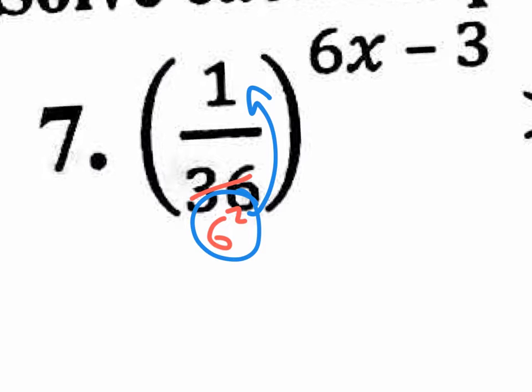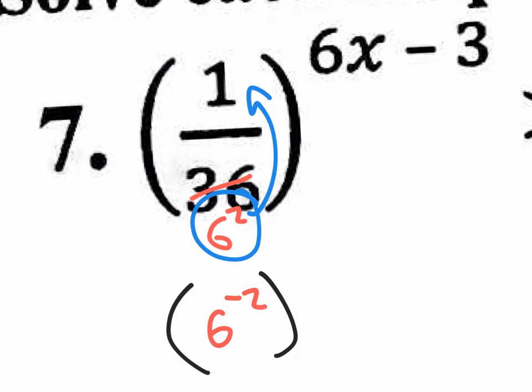And we could move from top to bottom or from bottom to top as long as we change the sign of the exponent. So in reality, this first parenthesis right here, I'm going to rewrite that 1 over 36 as 6 to the negative 2 power. Because 6 to the negative 2 power really is 1 over 36. Does that make sense? Yeah.